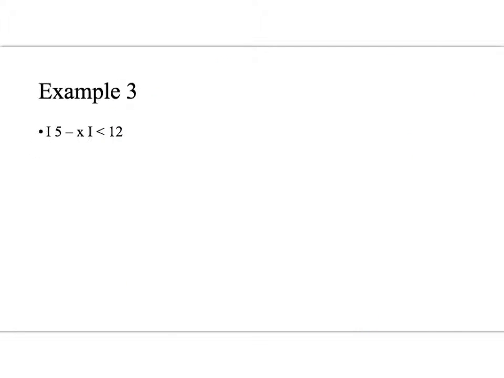All right, example 3. Okay, this is a less than statement, so this will also be an AND. So the arrows should end up pointing towards each other. We would have 5 minus x is less than 12, and then I would rewrite that as 5 minus x with a negative 12. When I flip to a negative, I have to flip my inequality the other direction.